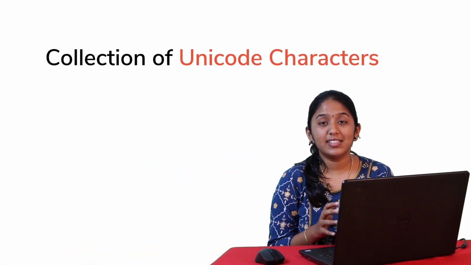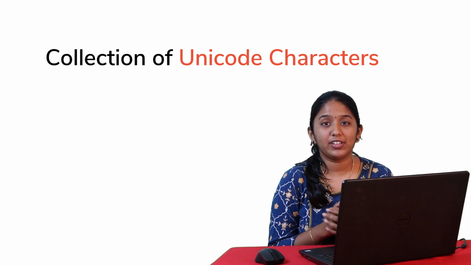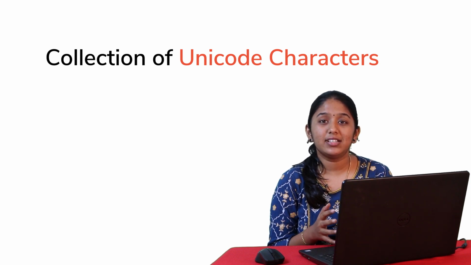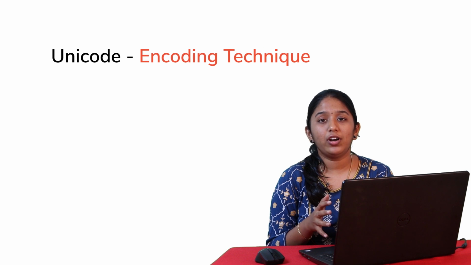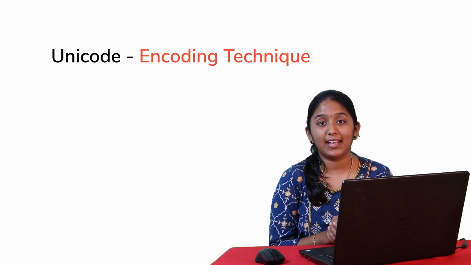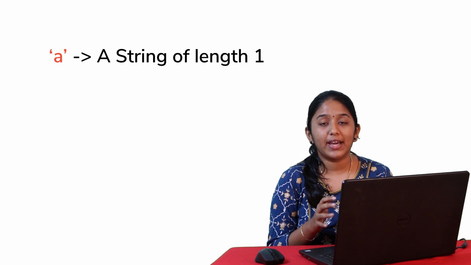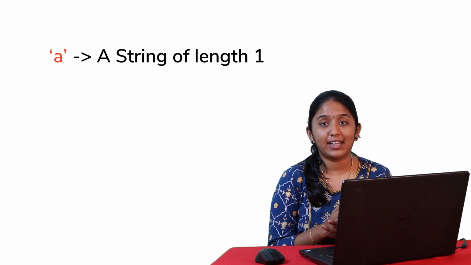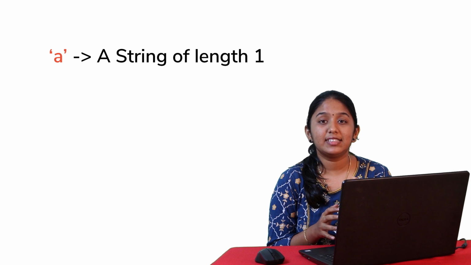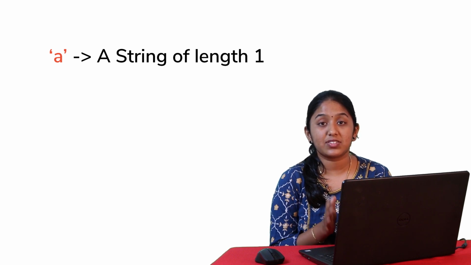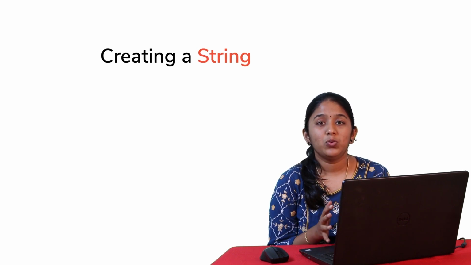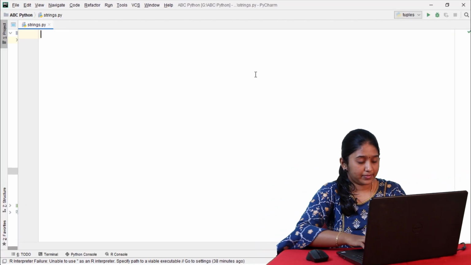Today we'll discuss strings in Python. Strings are considered a collection of Unicode characters. Well, what does the term Unicode denote? Unicode is nothing but an encoding technique that helps in encoding characters and numbers. Although Python does not have a character data type as such, a single character will be considered a string of length 1. Now, let's see how to create a string.